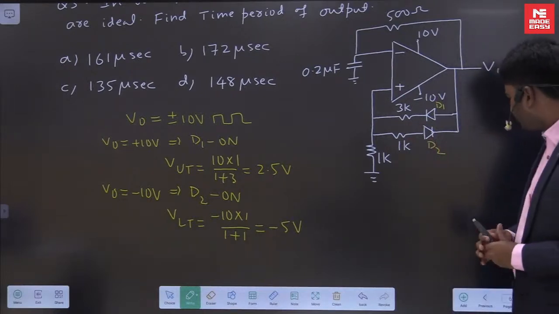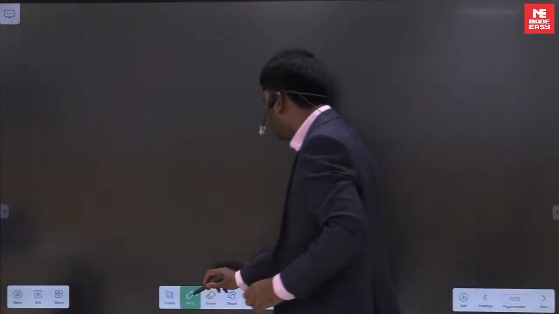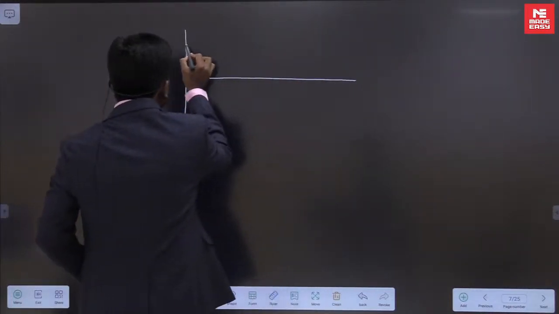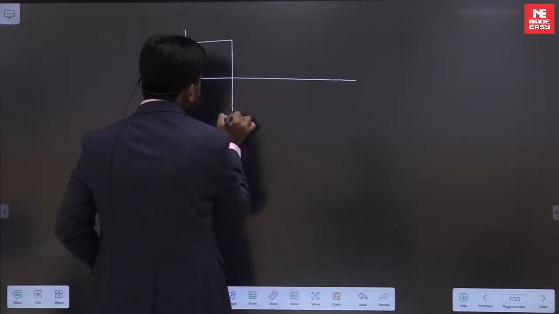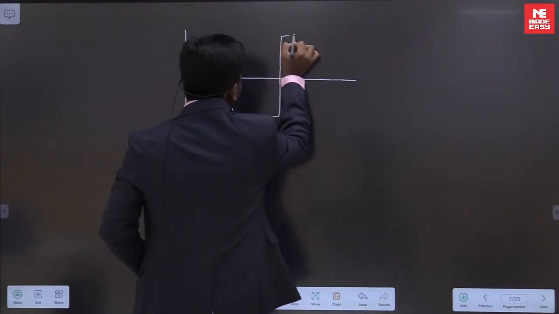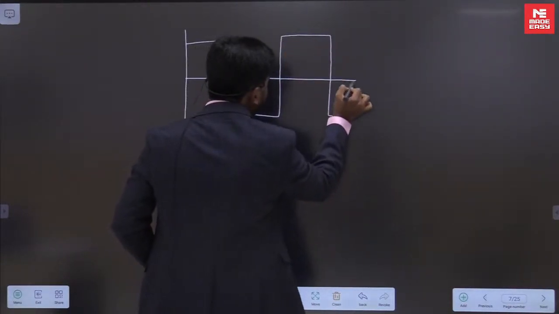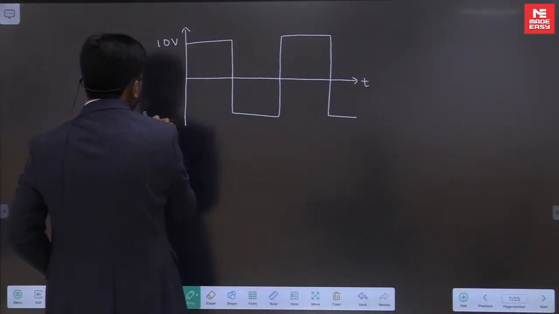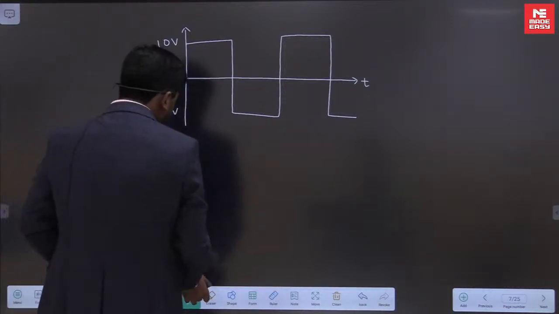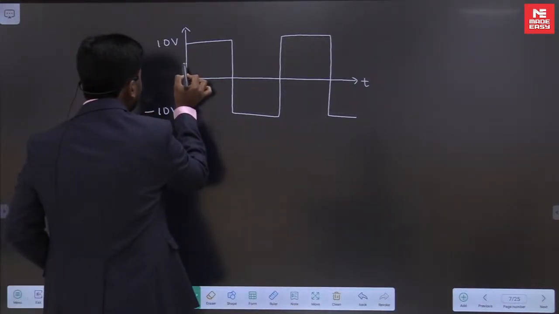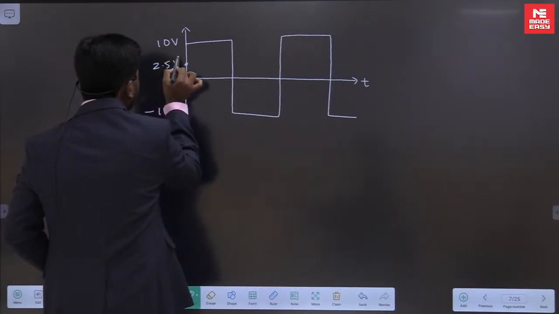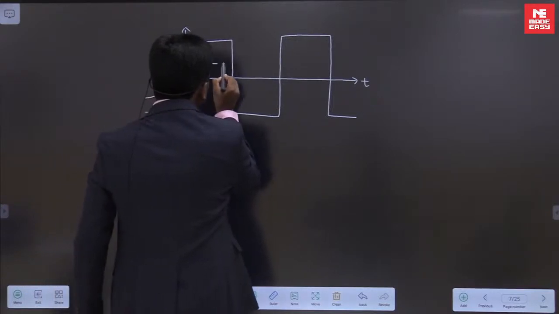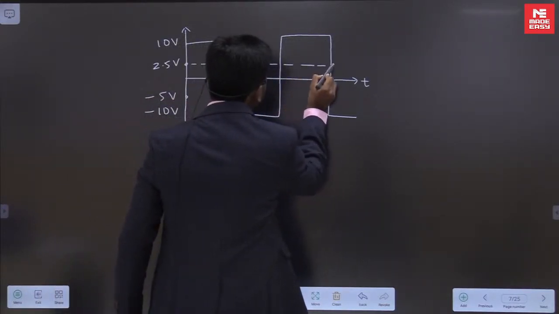Then let me plot here the output waveform. Output will be some square wave signal in this way. This is the expected output. It will vary between 10 volt and minus 10 volt. Then I will also indicate here the threshold values, 2.5 volt and minus 5 volt, the upper threshold and lower threshold.